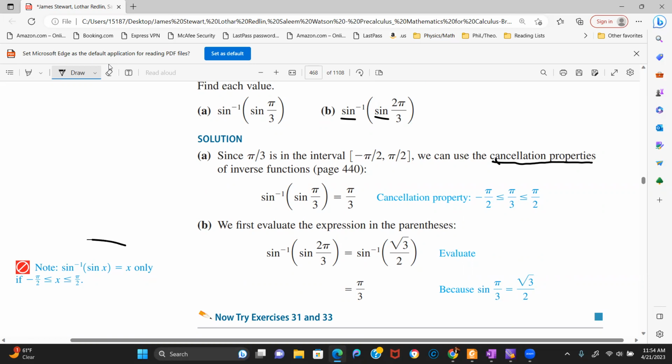And then here is a good thing to note. This cancellation property works only if x is between these points. Because remember, because of the sine function, we restricted the domain to this set right here. So you can only plug those values in for x. So you gotta be careful.